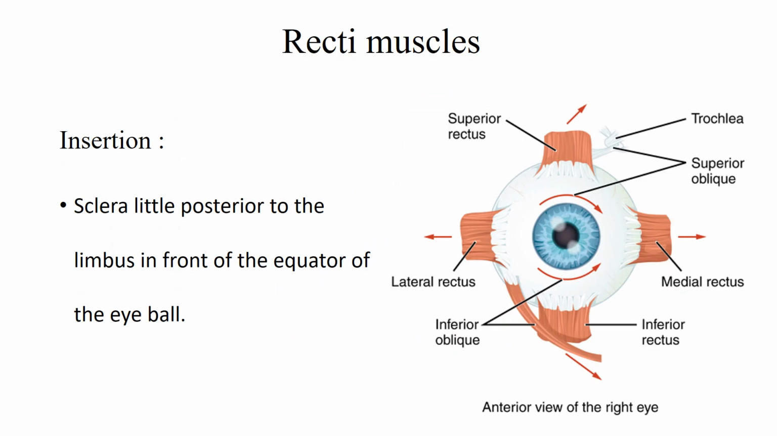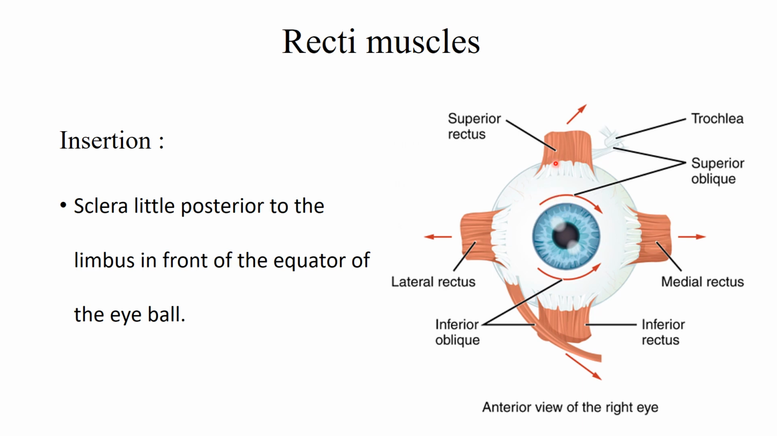Yes, coming to the insertion. So, you know the origin of the recti muscles. Now, we are going to see the insertion of the recti muscles. Here, this is the eyeball and you can see the superior rectus, medial rectus, lateral rectus and the inferior rectus. All are getting inserted into the eyeball posterior to the limbus. So, what is the limbus? Limbus is nothing but the junction where the sclera and the cornea meet. This is the cornea, isn't it? The sclerocorneal junction, we call it the limbus.